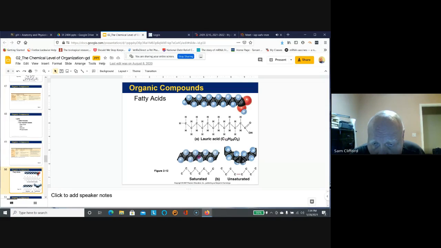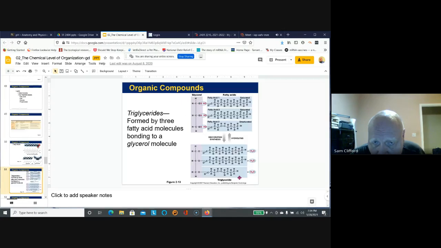If all of the bonds of a hydrocarbon are single, that's a saturated fat, more calories. If it's unsaturated, they can be double bonds. Triglycerides are when you take 3 fatty acids and do dehydration synthesis to join 3 fatty acids to glycerol, and that's called a triglyceride. Notice that the hydrocarbon chain, which is hydrophobic, is all carbon and hydrogen, whereas the fatty acid carboxyl group is carbon and oxygen.